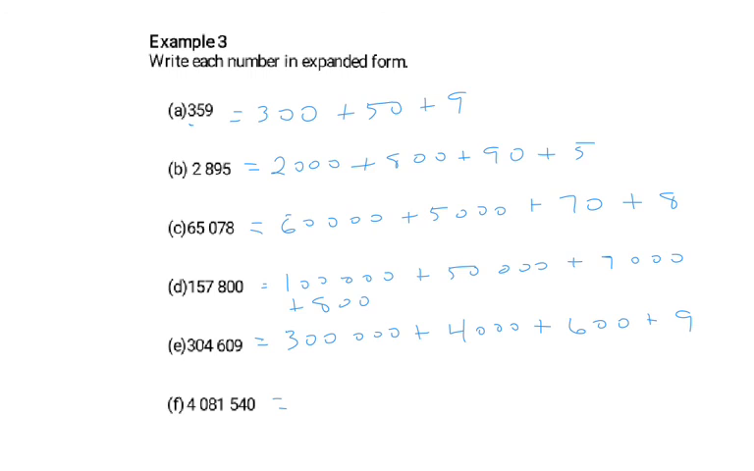And one more, we've got 4, that 4 is in the millions place. So we have 4 million, so that's 6 zeros, plus, and the next digit with value after that is 8, and it's in the 10,000s. So that's 80,000 plus 1,000 plus 500 plus 40. And that's it for our first lesson on whole numbers.